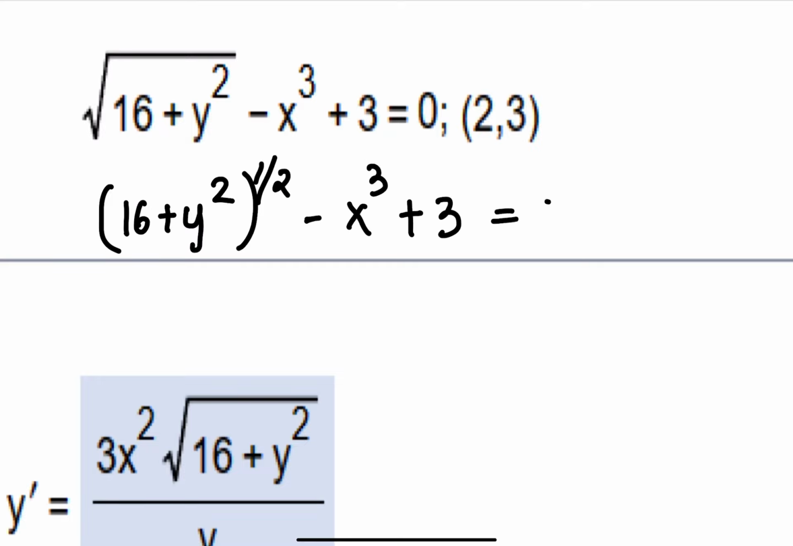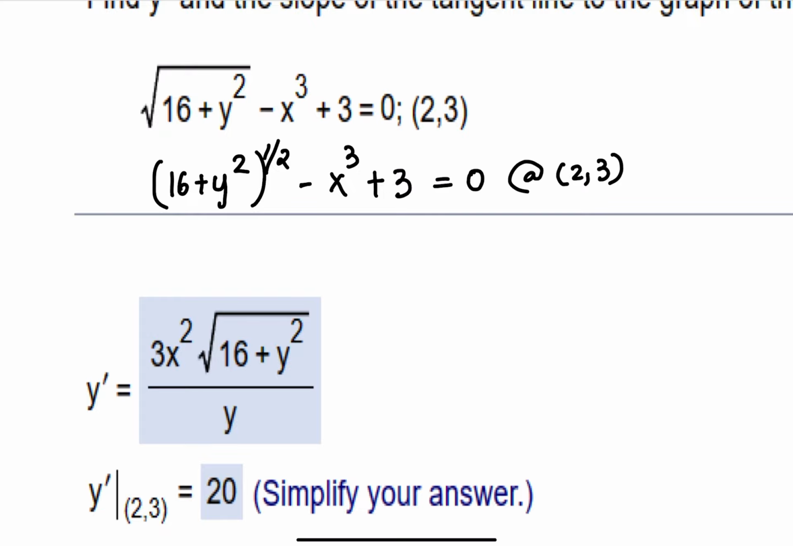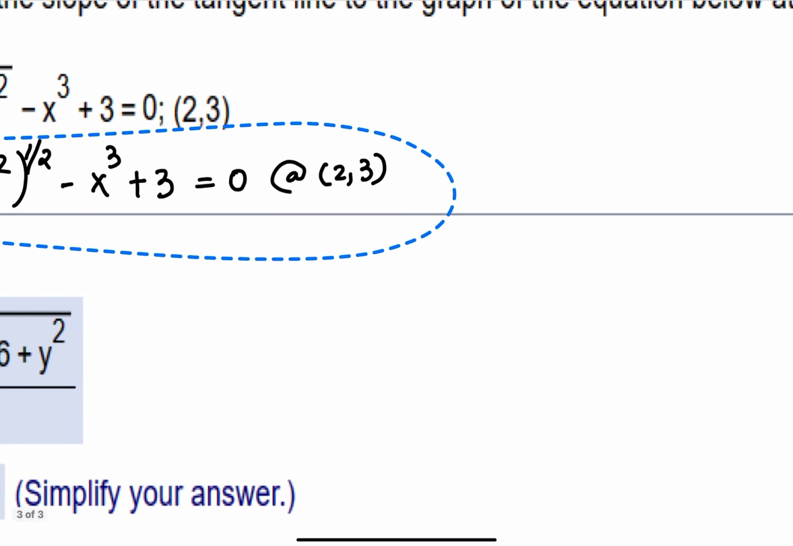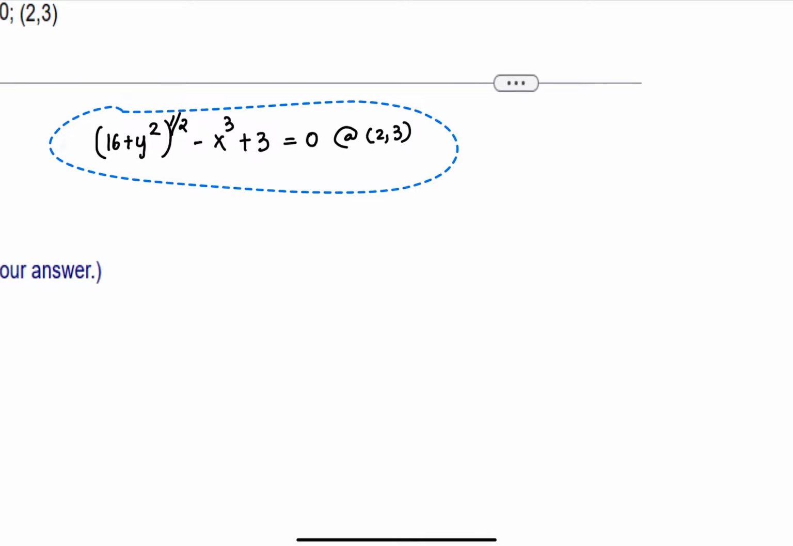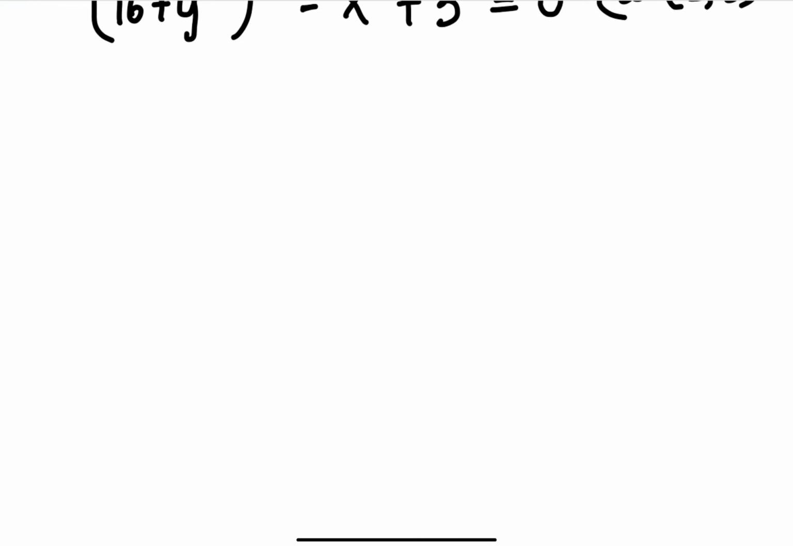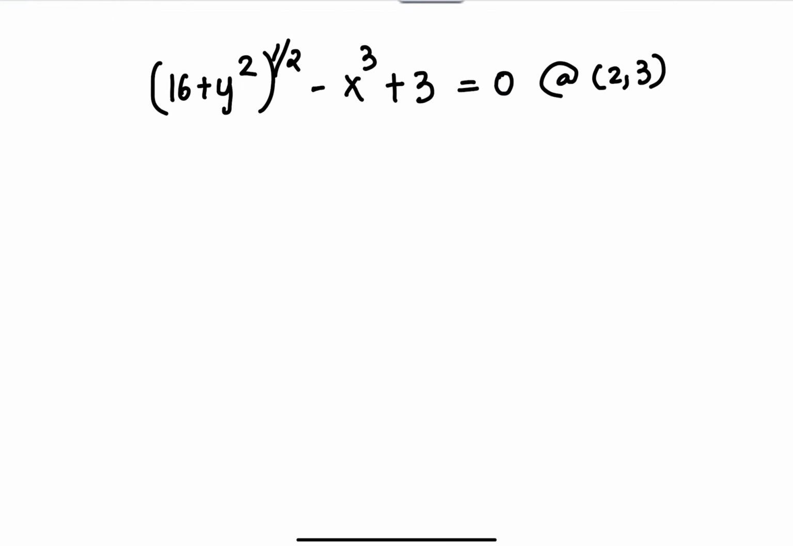Plus 3 is equal to 0. I'm differentiating at 2 comma 3. Once this is done, I'm going to bring everything to the bottom here so I can rewrite it and solve it. All right, what do I have? Now let's go ahead and solve.